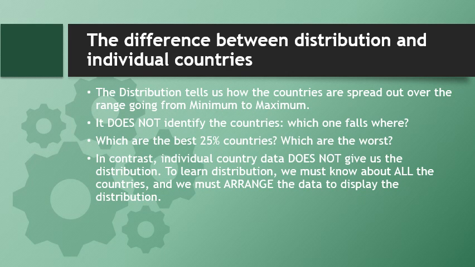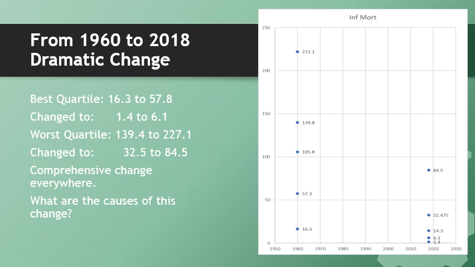And the reverse is also true. We can have individual country data for every single country, but even that is not enough for the distribution. We have to arrange the countries in order and then look at the ranges which are occupied to figure out the distribution from the individual data. Look at how the infant mortality has changed over time. And here's a first point and last point picture. In 1960, we've already drawn the 5-point summary.